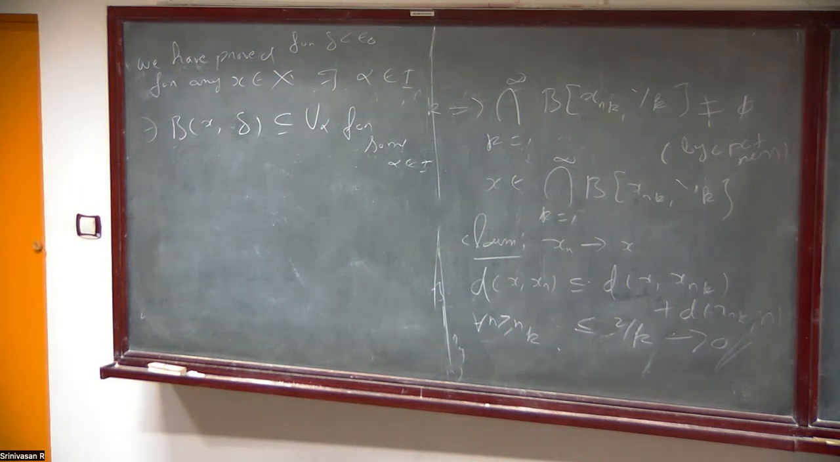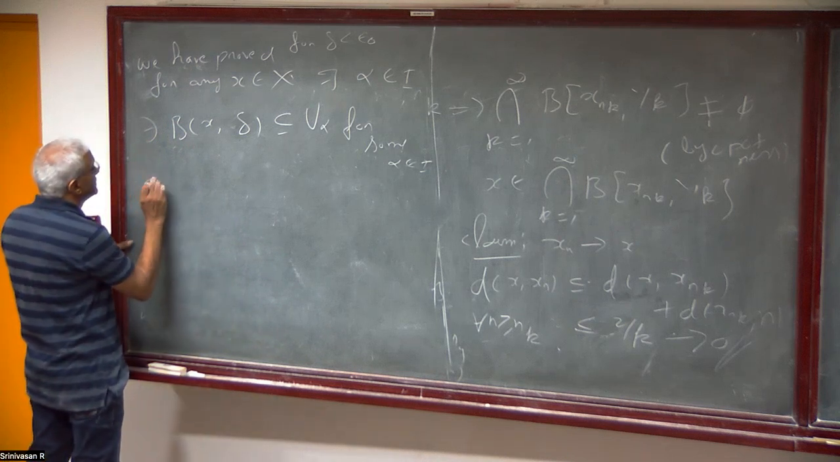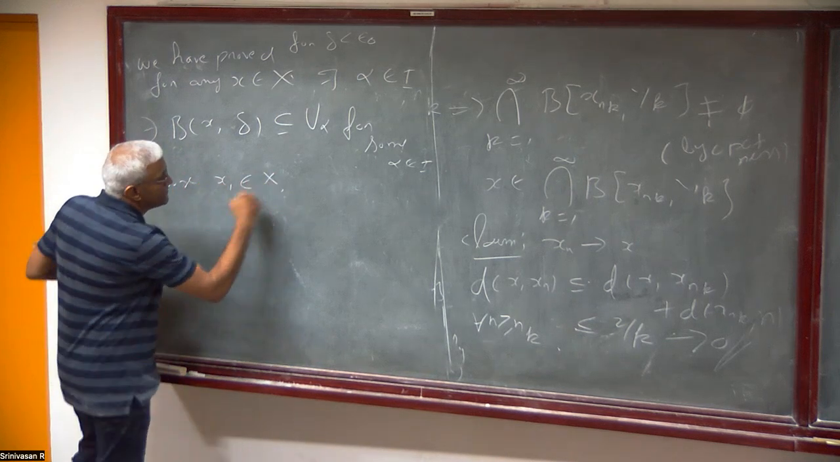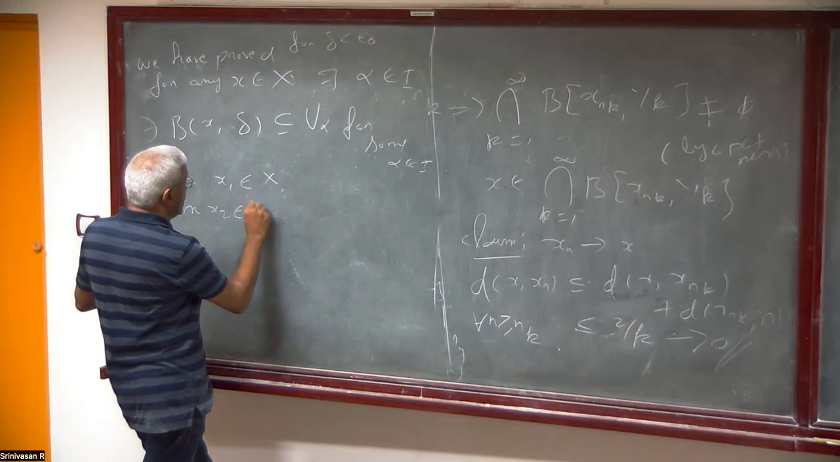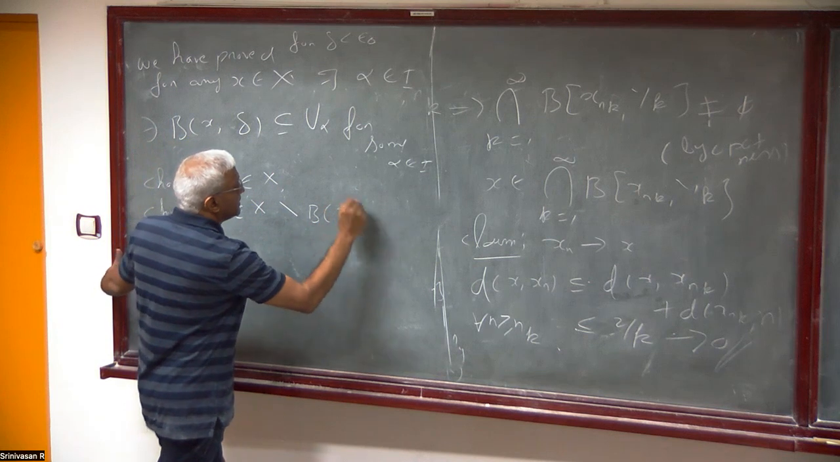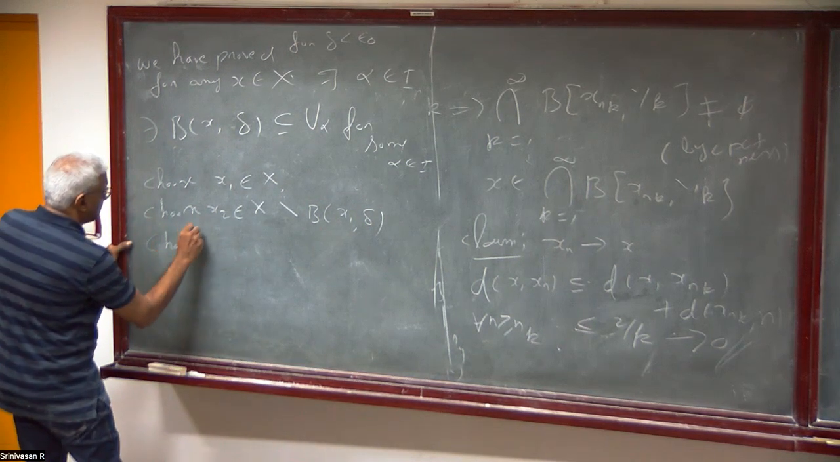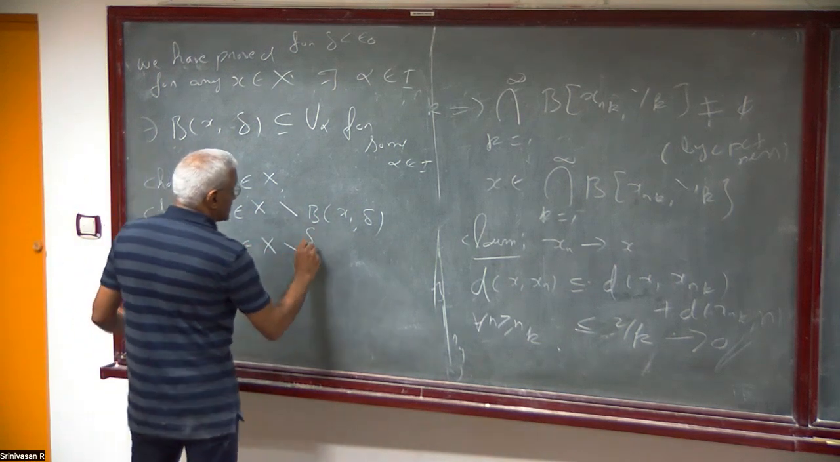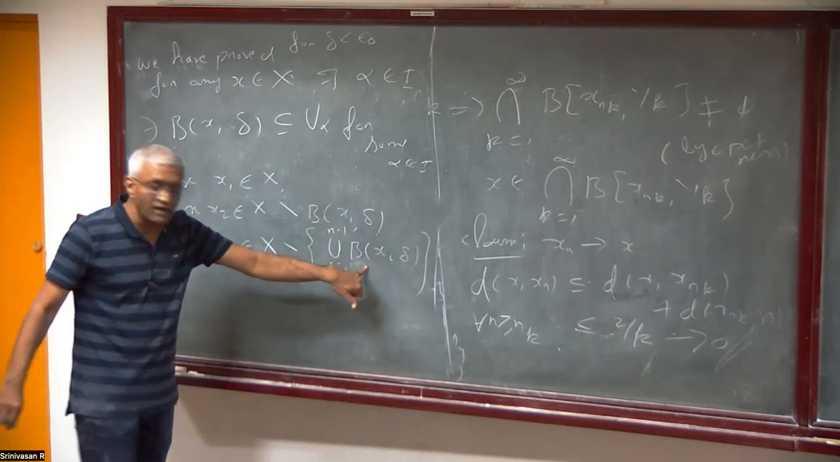Anyway, it's okay. This is true. Now we want to say that finitely many of these balls cover X. So what will it contradict? Choose some x_1 in X. And choose x_2 in X minus B(x_1, delta). Epsilon naught will not work, but let me use delta. Choose x_n in X minus the union of B(x_i, delta), i equal to 1 to n minus 1. Something which is not in this union.